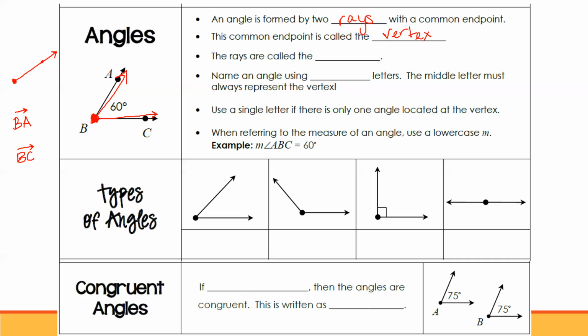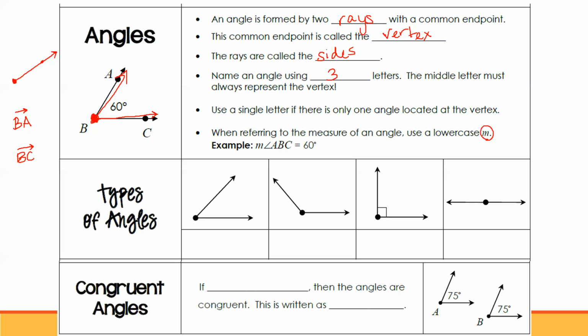You might hear the rays called the sides of the angle. And to name an angle, you're usually going to use 3 letters. The middle letter will always be the vertex. You can use a single letter if there's only one angle in the picture. Okay. So when referring to the measure of an angle, you're going to use this little lowercase m. Okay, so this says the measure of angle ABC equals 60 degrees.